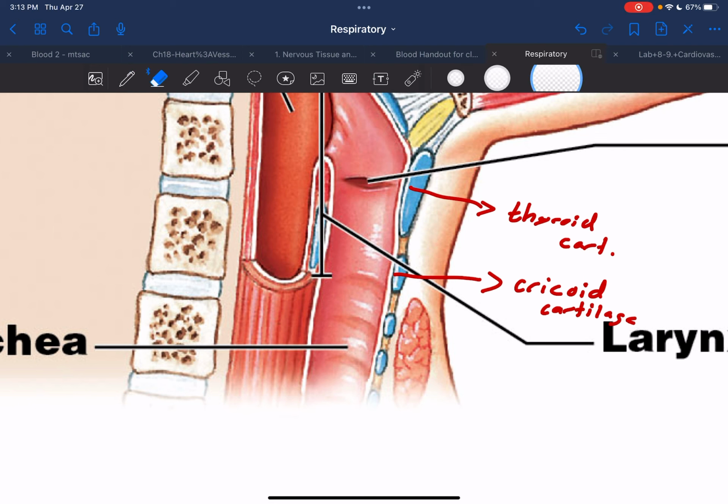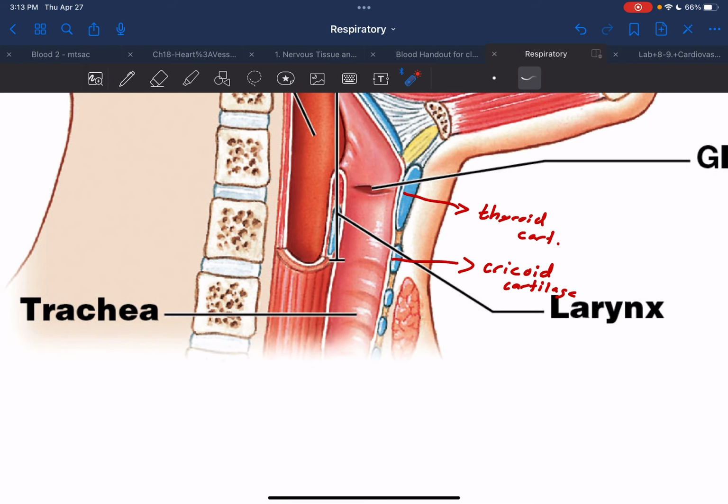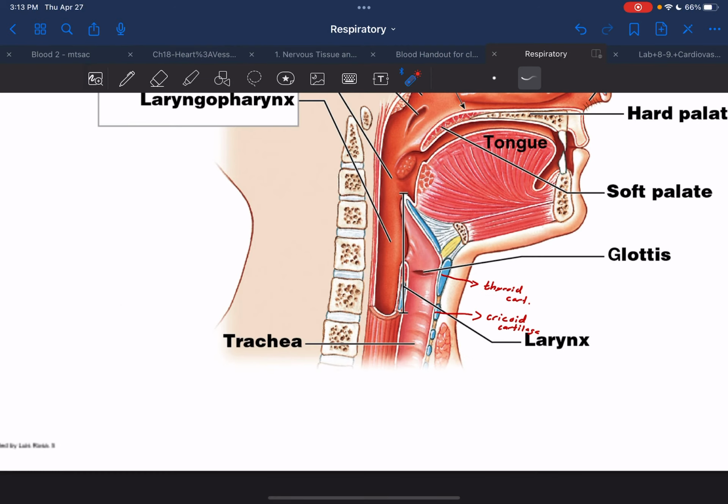Thyroid cartilage and cricoid cartilage. And if you look at the boundaries, this cricoid cartilage marks a boundary. Everything that's cricoid cartilage and up is considered your larynx. The trachea begins where you start seeing those consistent tracheal rings. That's going to be the beginning of the trachea.